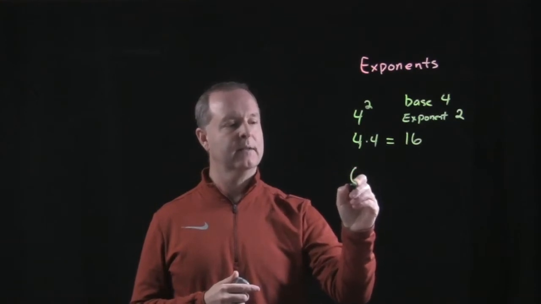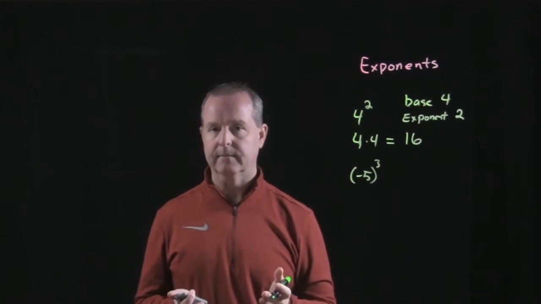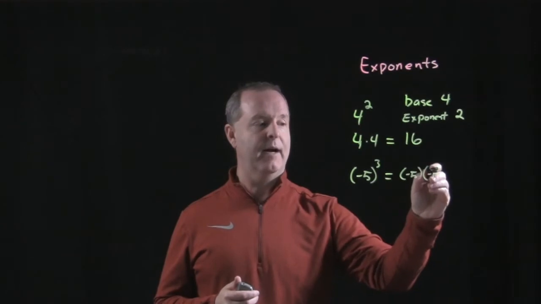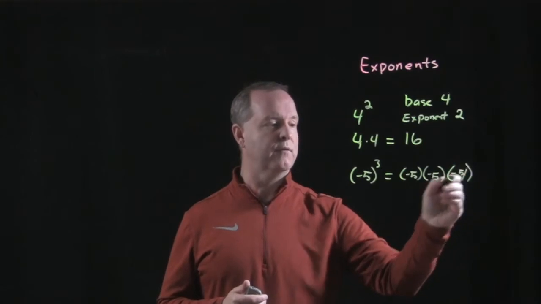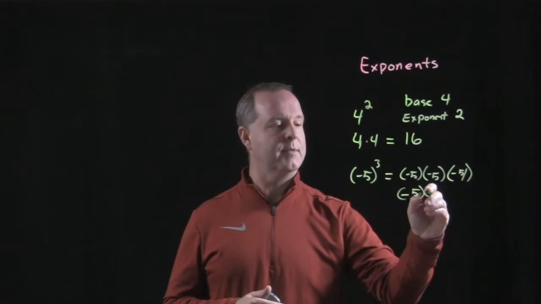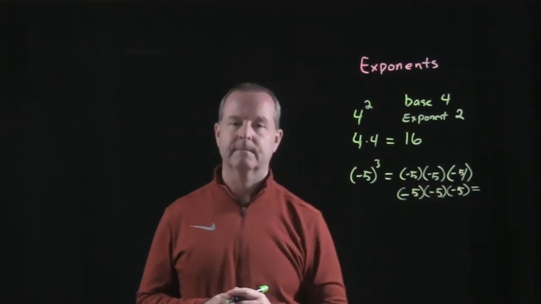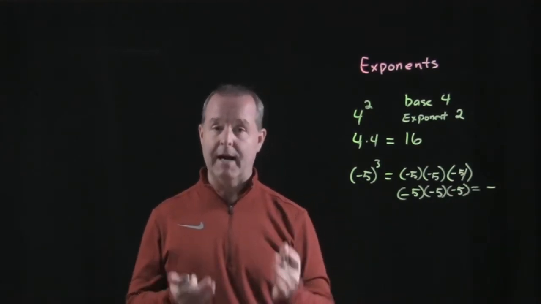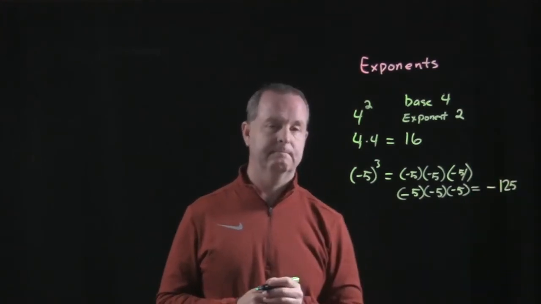Let's look at negative 5 cubed. What is that saying? That's a negative 5 times a negative 5, times another negative 5. Sorry, there's no fraction there. So let me rewrite that for you. Negative 5 times a negative 5 times a negative 5. Odd number of negatives, so my result will be negative. And then 5 times 5 times 5 produces a 125.